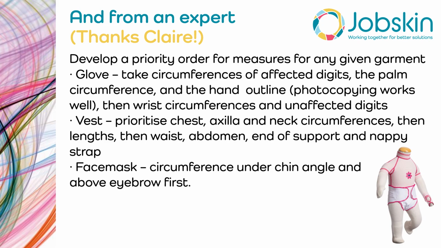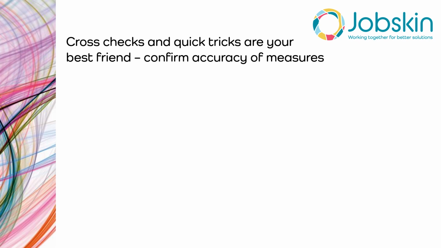Face mask, the circumference under the chin angle and above the eyebrow first. They are the two main circumferential measures for the garment. So everything else, they're details beyond that. That provides the basic shape and size for the garment, and the rest are details. Important details, but if we get the fit right first, then we can work from there.